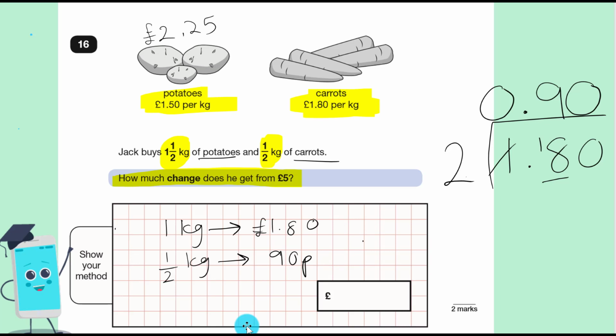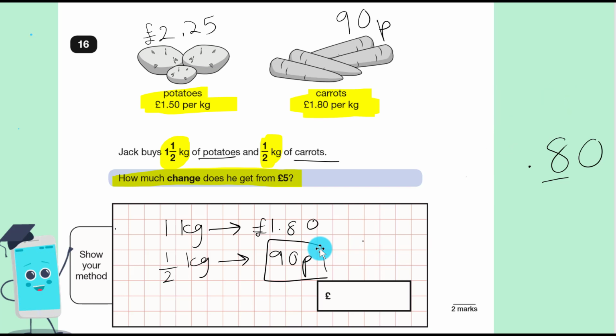Now, very important, this is different to the last question. I don't want 1.5 kilograms like I did with the potatoes. I only want half, so I don't need to add both up together. I only want this. I only want my 90p. So I'm going to write that these are 90p.